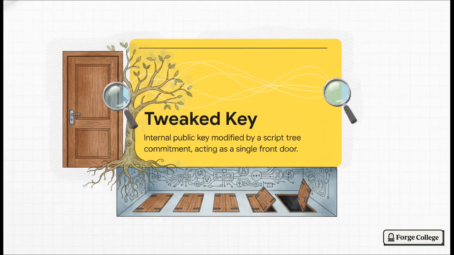Now, I want to draw your attention to this definition of that front door. Technically, we call this the tweaked key. Under the hood, this is an internal public key that's been mathematically modified by a commitment to an optional script tree. I know, that sounds super technical. But practically speaking, it is the ultimate disguise. You see, as long as everyone inside the house agrees to walk out that front door together, absolutely nobody on the outside will ever know about those crazy trapdoors you built down in the basement.